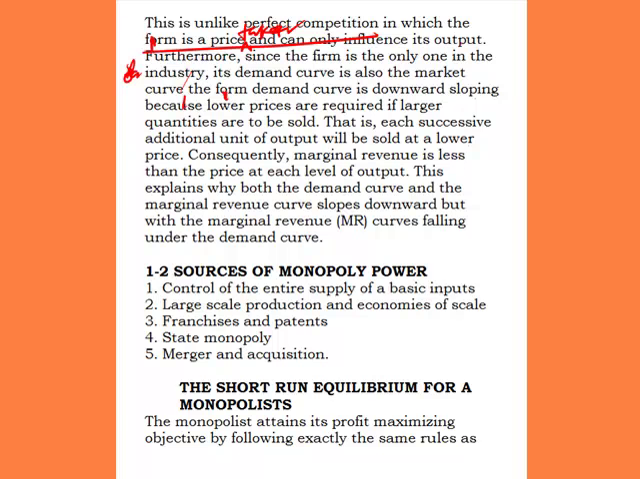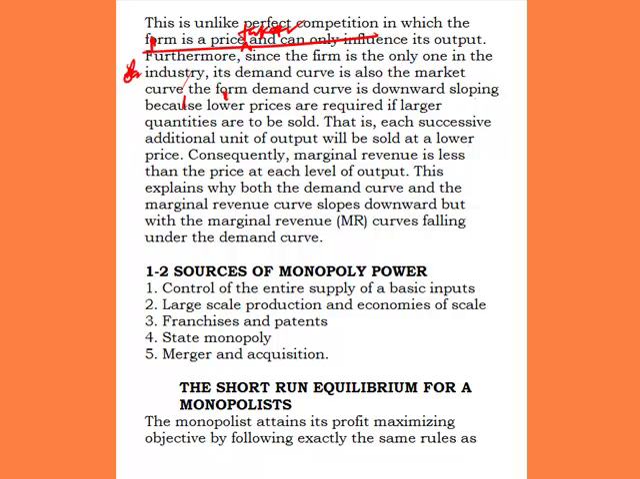I hope you know that the marginal revenue of a monopolist is sure to be less than the price. So therefore, the marginal revenue curve is falling under the demand curve.